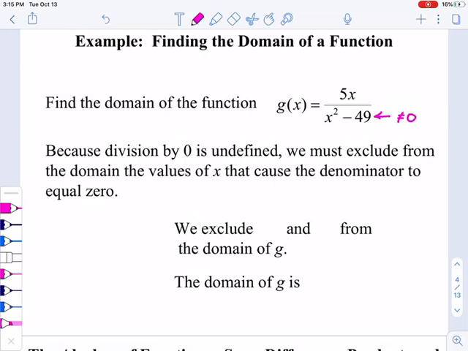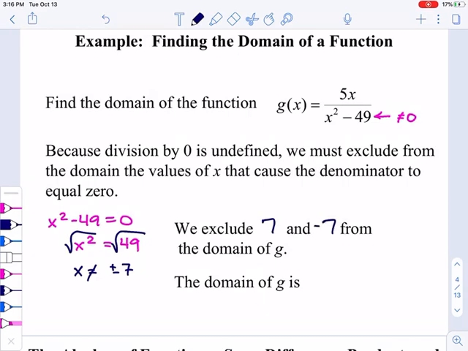So in order to find out what has to be excluded from our domain, it says because division by 0 is undefined, we must exclude from the domain the values of x that cause the denominator to equal 0. So if we were to take x squared minus 49 and set that equal to 0, we can add the 49 over, so x squared is equal to positive 49, and to undo a square, we could take a square root, and that means x is going to equal positive or negative 7. That's what's going to make that denominator 0, which means those are going to be exclusions. So technically, x cannot be a positive 7, and it cannot be a negative 7. So we will exclude 7 and negative 7 from the domain of g, which means that our domain is what?